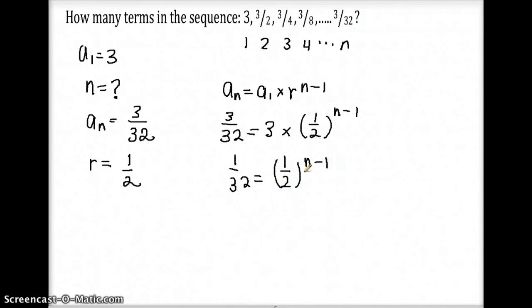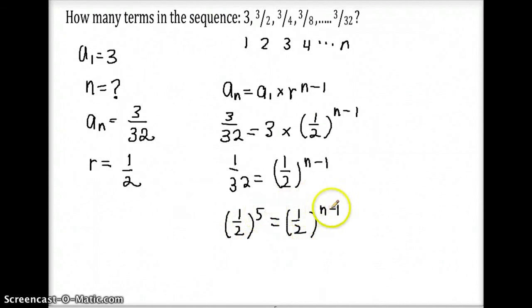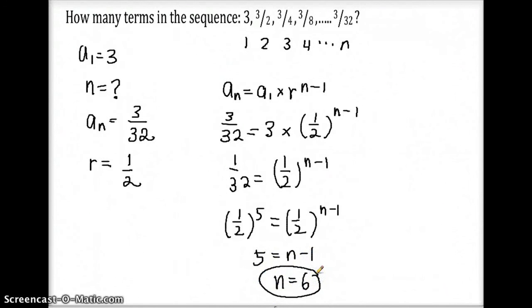And to solve this, we can use logarithms, but another way to solve this would be to say that 1 over 32 is also equal to 1/2 to the power of 5. Because 1 to the power of 5 is just 1, and 2 to the power of 5 is 32. So this is going to equal 1/2 to the power of n minus 1. And because we have 1/2 and 1/2 here, we know that for this equation to be true, 5 has to equal n minus 1. So we have 5 equals n minus 1. So we have n equals 6. So there's 6 terms in the sequence.